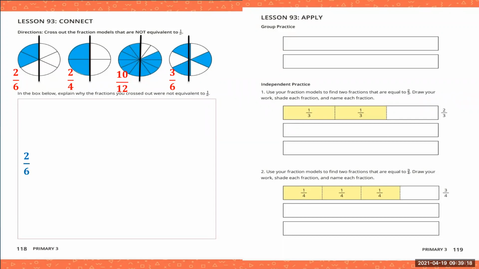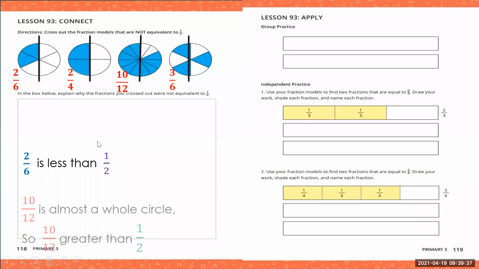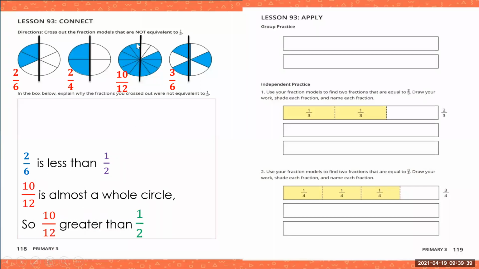So I have here 2 over 6, which is less than half. So it's not half. 2 over 4 is half. 10 over 12 is almost a whole circle. It's near to a whole circle, so it's greater than half. 3 over 6, yes, it's half. Okay?